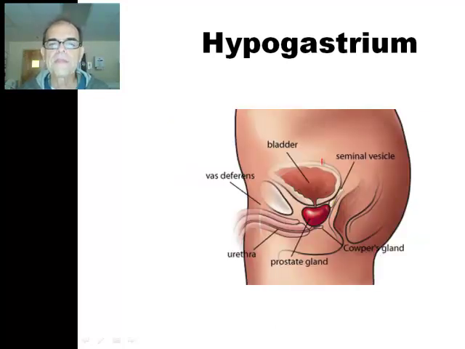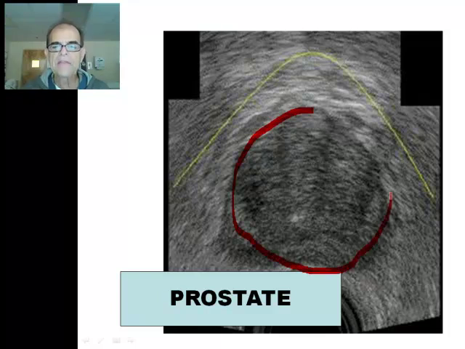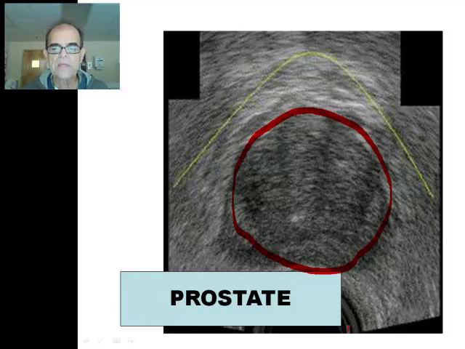Hypogastrium, the prostate, that is an organ that you can see with ultrasound, but is not sensitive enough to diagnose cancer. We use ultrasound in the prostate, transrectal, and in general to take biopsies. This is the prostate, the hypoechoic area. This is a transrectal scan, looking that the orientation is from low to up, different than the other. This is the transducer here in the inferior part of the screen.